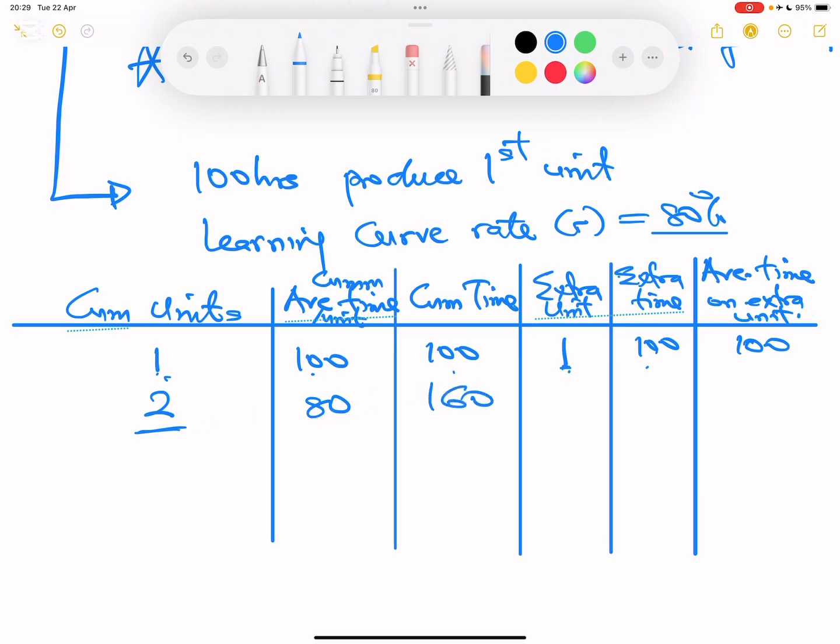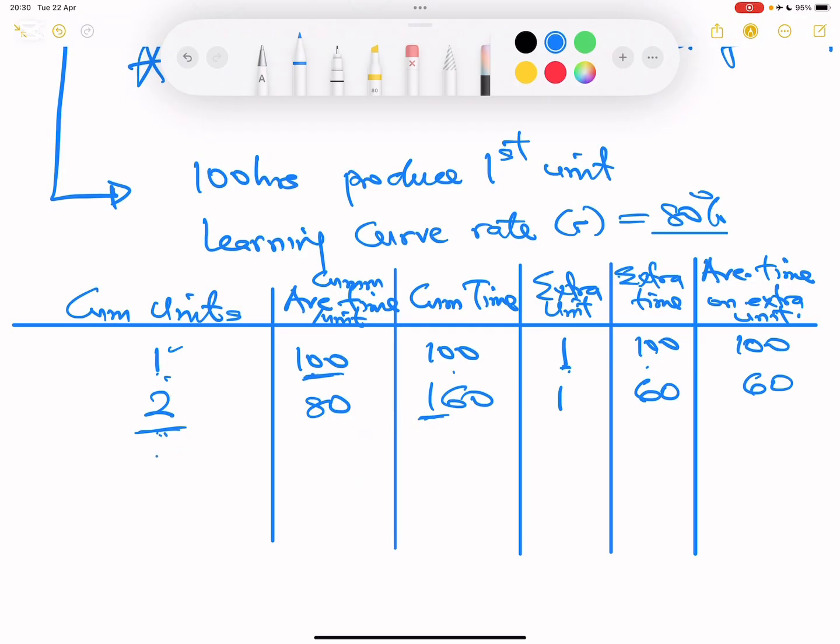How many extra units have we produced? We produced 1 extra unit, because from 1 to 2 we doubled, however the extra is just 1. If the first unit took us 100 hours, and we spent 160 hours to make the second one, then the extra one has only taken us 60 hours. In that case, the average time to produce that extra unit is just 60 per unit.